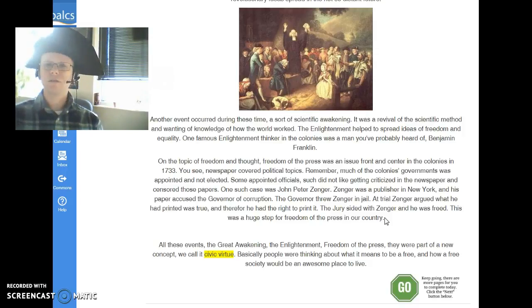Okay, so all of these events, like the Great Awakening, the Enlightenment, freedom of the press, they were part of a new concept, and we'll call it civic virtue. That's what it's called in the book. Basically, people were thinking about what it means to be free and how a free society would be an awesome place to live. Civic virtue. Sort of an obtuse concept.